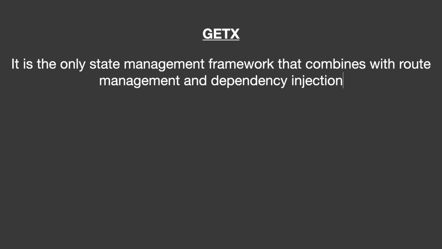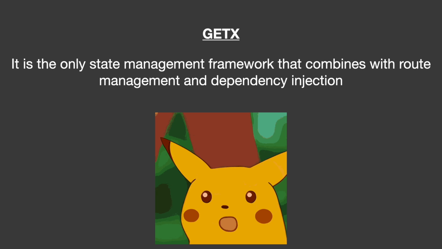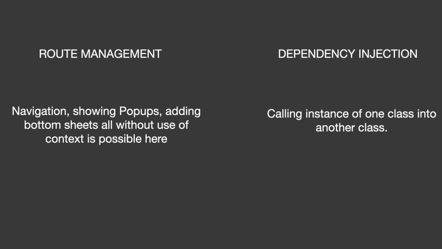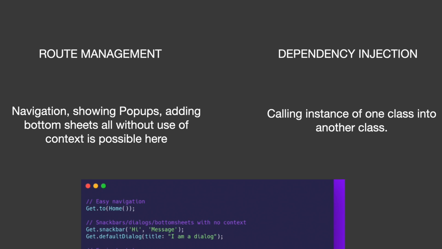GetX, the only state management framework that combines route management and dependency injection together. But you might be thinking what this line means. Route management is concerned with navigation between two screens, showing pop-ups, showing bottom sheets, and much more, all with one single line of code. On the other hand, dependency injection means that we can use an instance of one class in another class without worrying much about state updation.